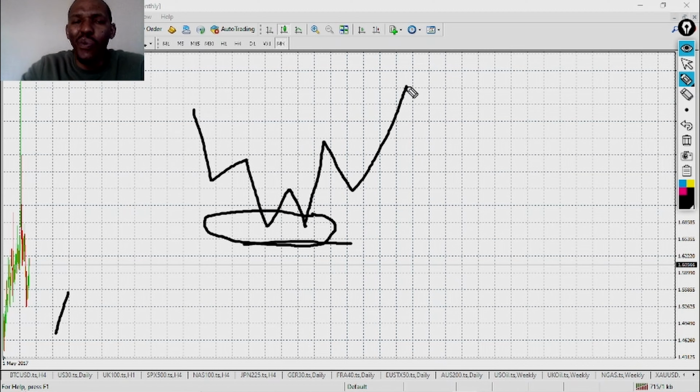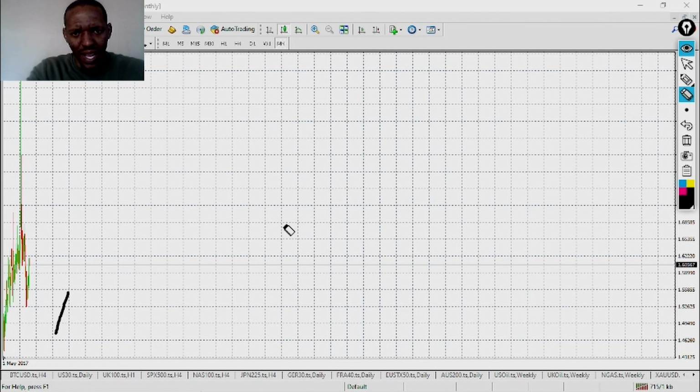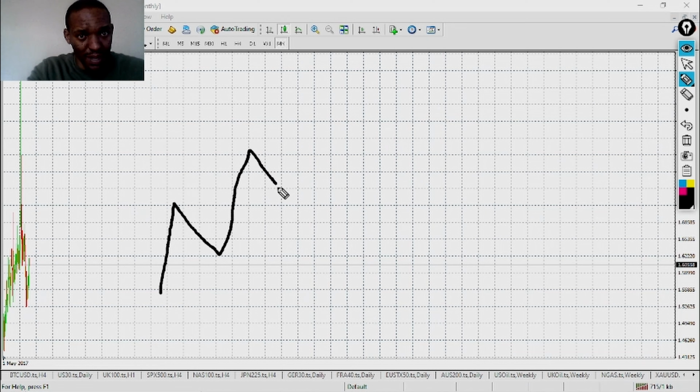And a double top works the complete opposite. It's exactly the same thing, but just the opposite of it. So in most cases, in a double top case, you will have an uptrend. You will have an uptrend, not a downtrend this time, going to the top.